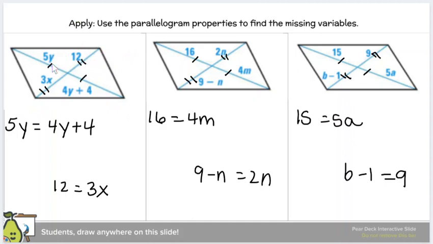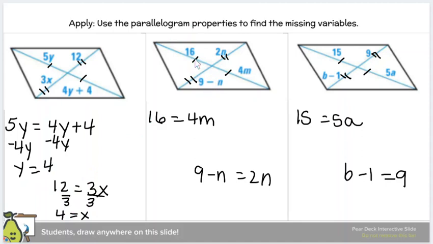So in our first quadrilateral, or our first parallelogram, 5y should be congruent to 4y plus 4, which means their lengths will be equal. We can set them equal to each other to solve for y. We'll subtract 4y from each side, which will leave us with y equals 4. Then in our other set of diagonals, 3x should be congruent to 12, so we can set them equal and divide each side by 3 to get x equals 4. So in both cases, for both of our variables, we ended up with a 4 here.